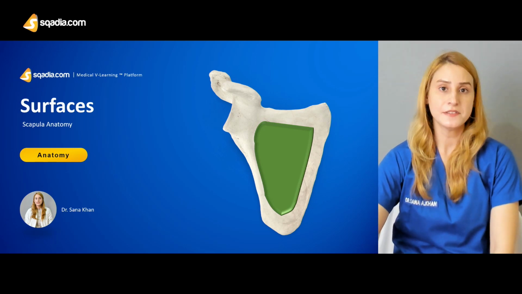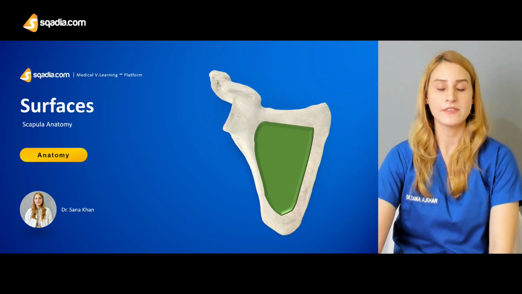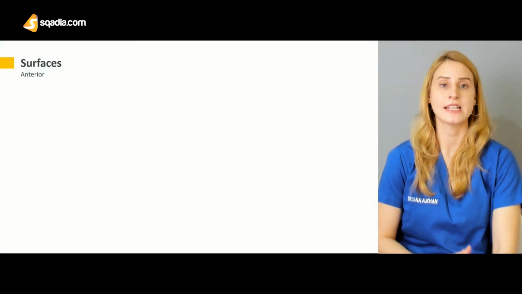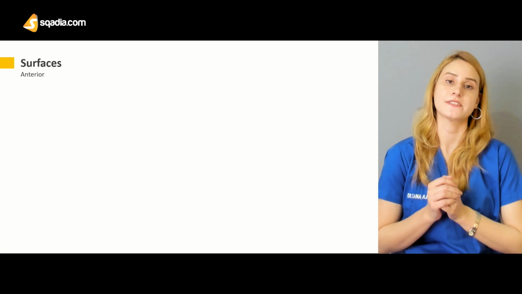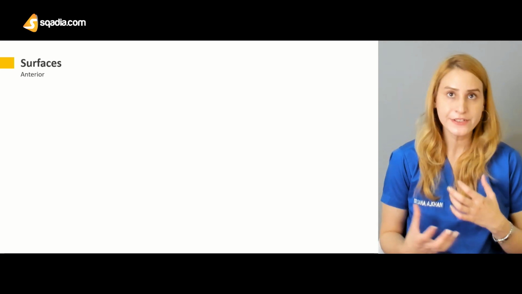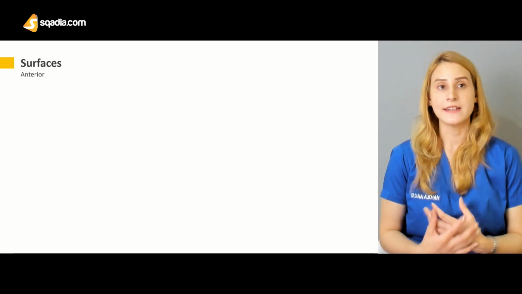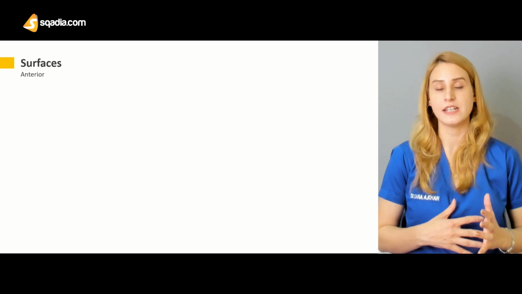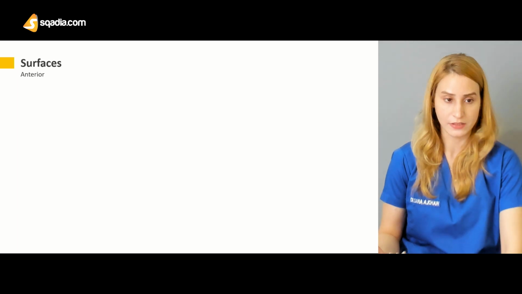So regarding the surfaces of the scapula, we have two surfaces: the anterior surface and the posterior surface. The anterior surface, also called the ventral surface, is related to the bony thorax, the costal cartilages and the rib cage. Then you have the posterior surface, which is related to the vertebral column.